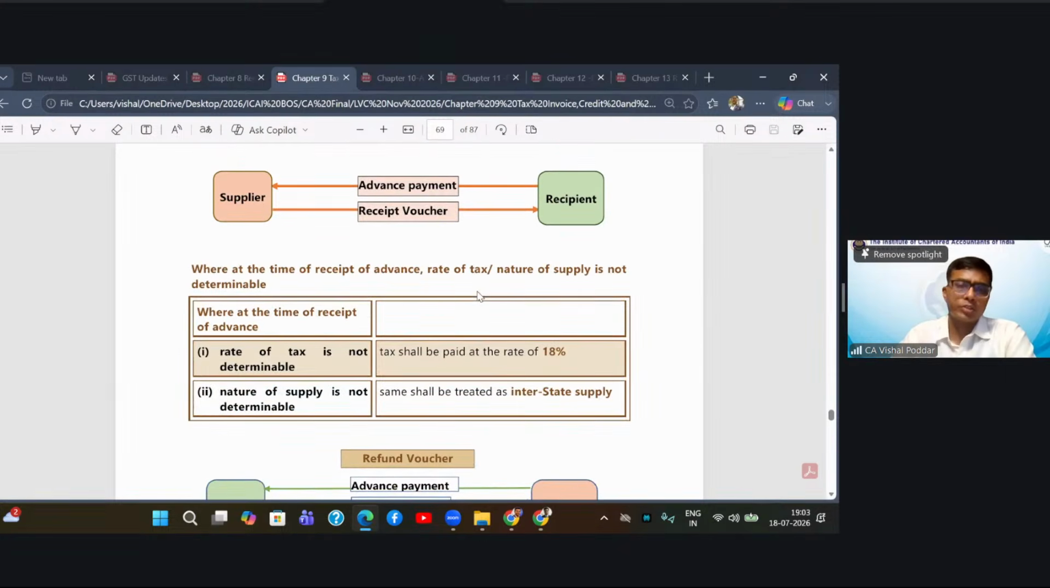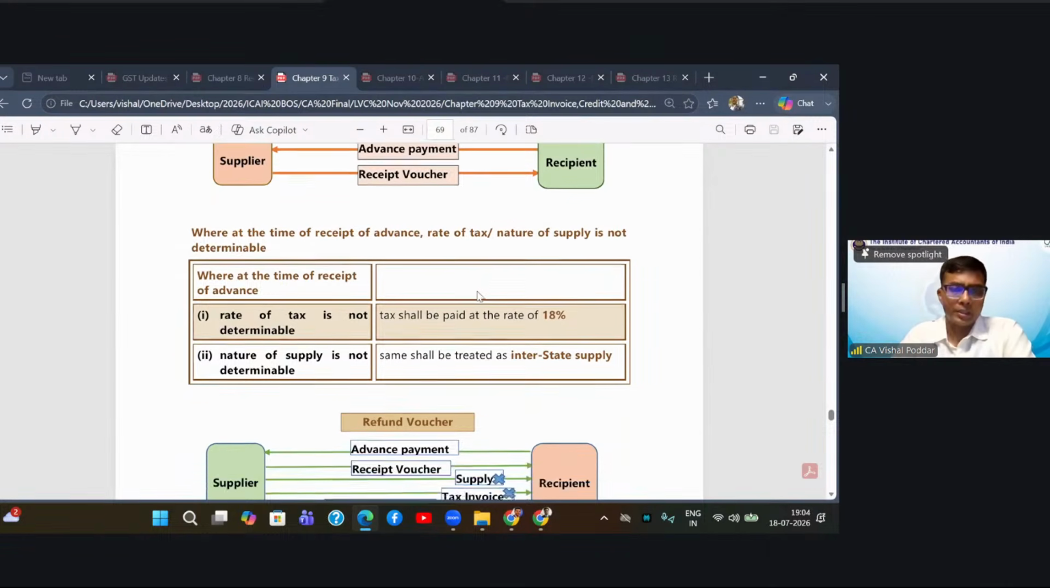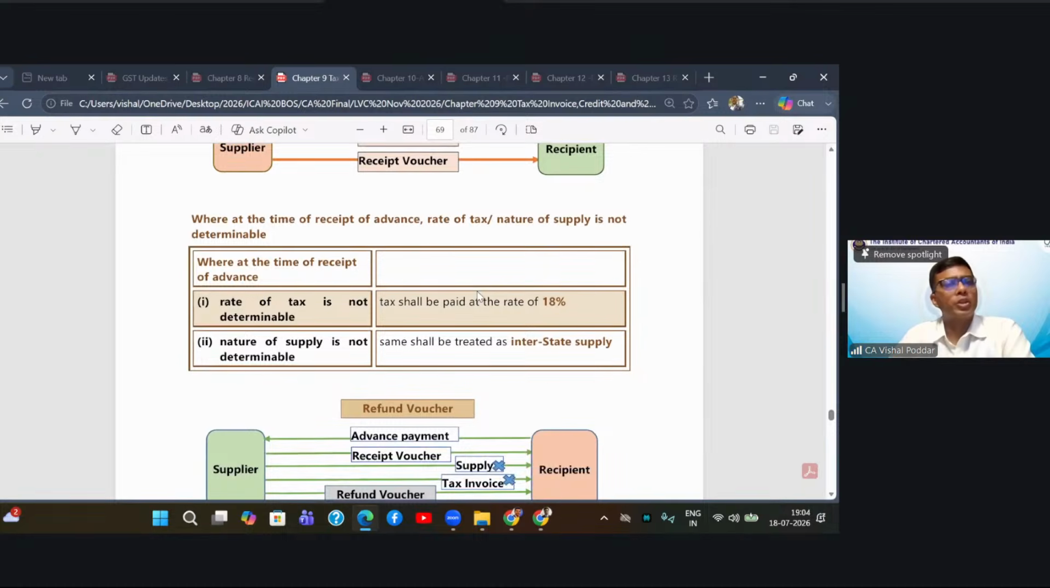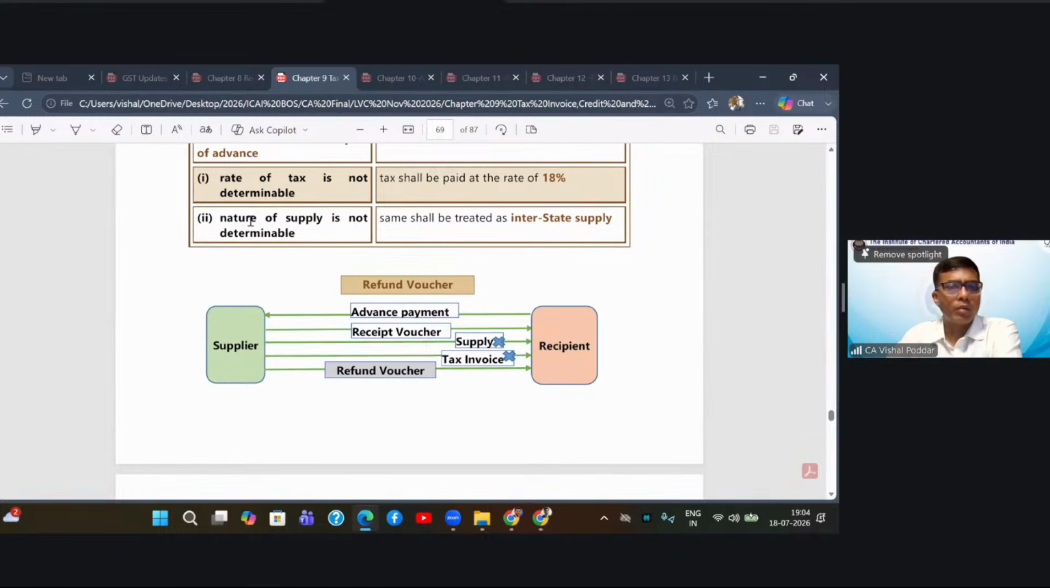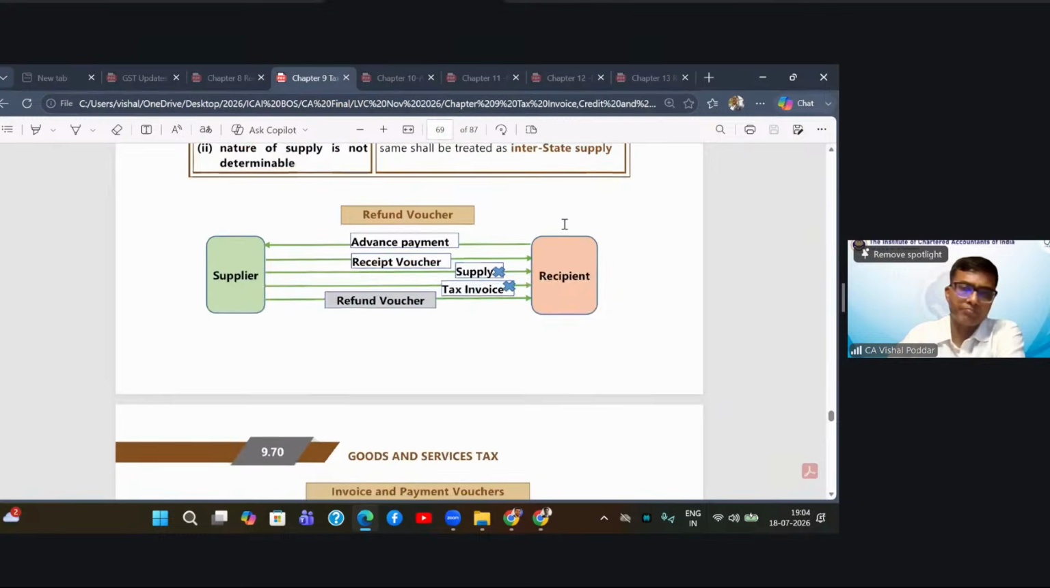And if this is a transaction of supply of service, you know that I have to pay tax on this advance. So for that, this document is very significant. Now here, there can be an issue: at the time of receiving advance, if I do not know either the rate of tax or the nature of supply, whether inter or intra, then what should be done? So for rate, if it is not known, they are saying for the time being pay at 18%. And if I do not know the nature, whether inter or intra, I can treat it as interstate supply.